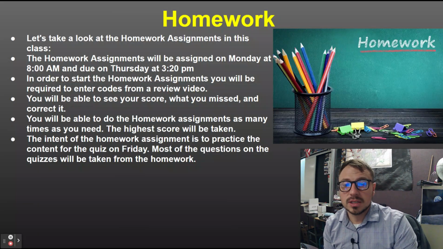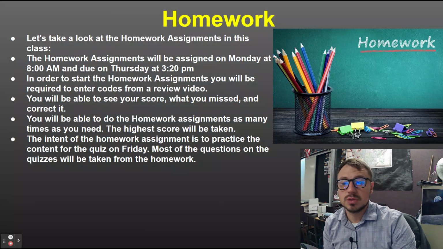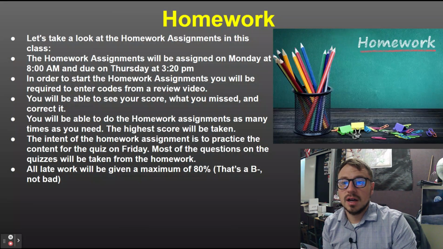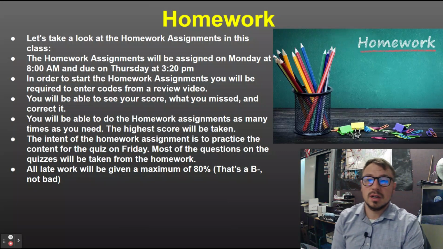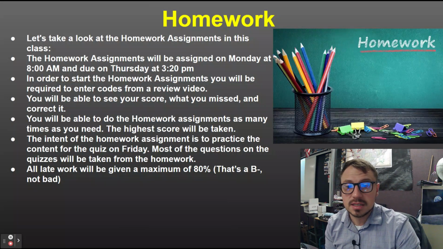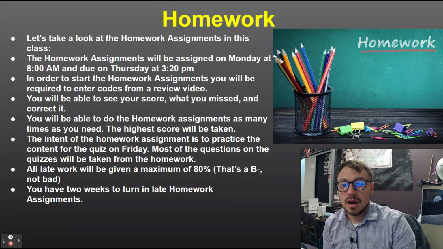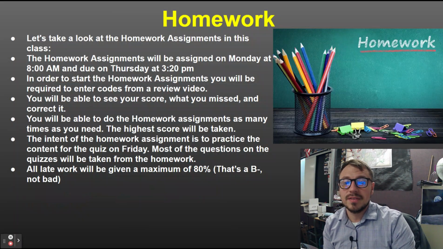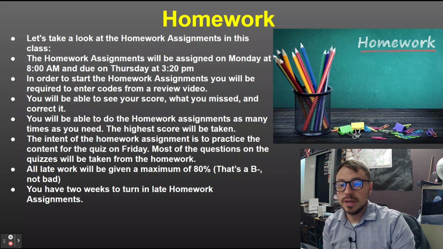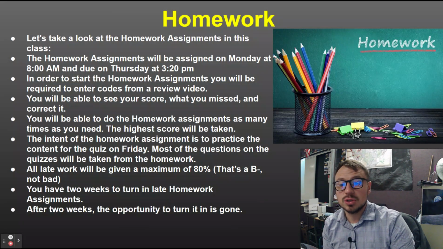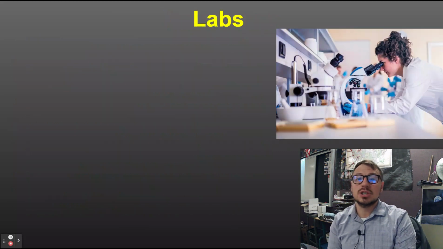The intent of the homework assignment is to practice the content for the quiz on Friday. Most questions on the quizzes will be taken from the homework. So you will get to correct these assignments, and you will have seen most of the questions on the quiz. All late work will be given a maximum of 80%. That's a B minus, not bad. You have 2 weeks to turn in late homework assignments. After 2 weeks, the opportunity to turn it in is gone.